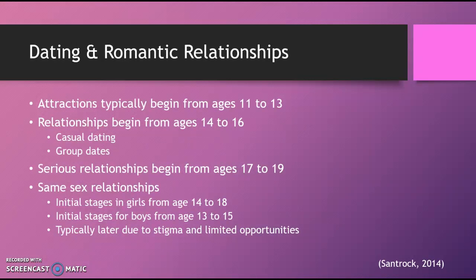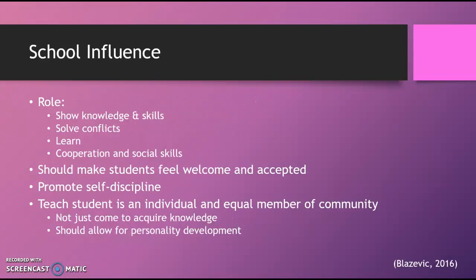Dating and romantic relationships also begin in adolescence. It starts with attraction, typically between the ages of 11 and 13, and then relationships start to form between the ages of 14 to 16. This starts with casual dating and group dates. Then serious relationships start between the ages of 17 and 19. It's a little bit different in same-sex relationships. They're typically later because of the stigma still associated with homosexual relationships and the limited opportunities for partners. So they begin at 14 to 18 in girl relationships and 13 to 15 in boy relationships.